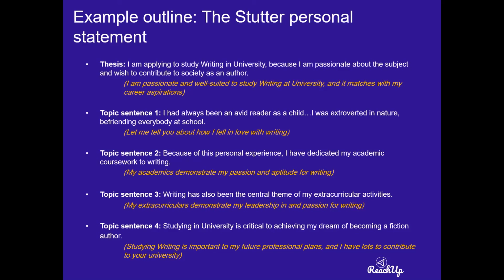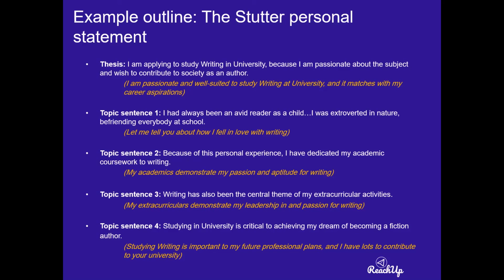The first topic sentence is, I had always been an avid reader as a child. I was extroverted in nature, befriending everybody at school. And here the applicant is essentially saying, let me tell you the story about how I fell in love with writing. The second topic sentence is, because of this personal experience, I have dedicated my academic coursework to writing. And again, what the applicant's telling the university here is, my academics demonstrate my passion and aptitude for writing.